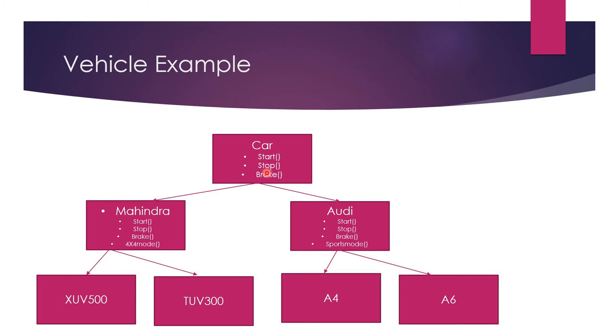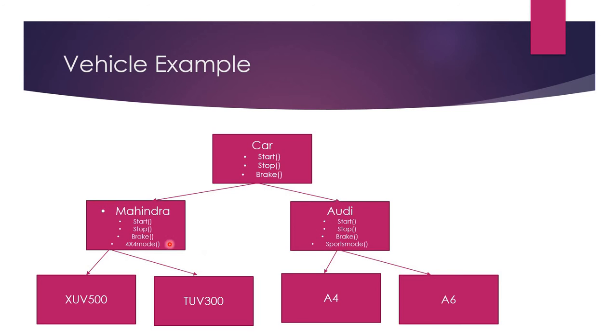So these two methods are not available in the generic car design because not all cars have these modes. However, anyone who is extending or inheriting from this car base class would not have to worry about the base functionality like start, stop, and brake because it actually inherits those behaviors and properties from the base class itself. It just has to worry about writing the logic for its own specific characteristic, which is 4x4 mode in the case of Mahindra and sports mode in the case of Audi.